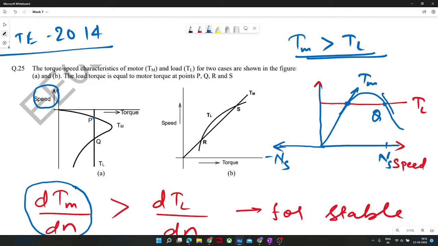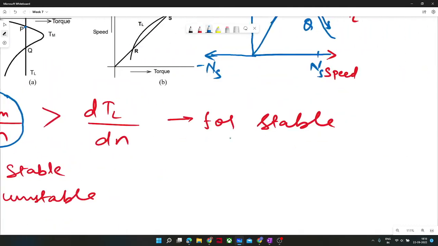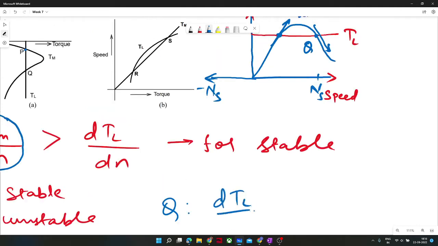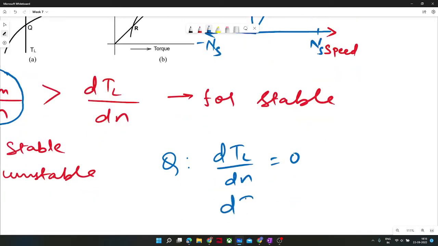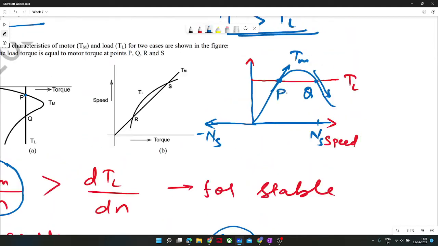At Q, dTm by dn is less than dTL by dn, because at Q, dTL by dn is 0 and dTm by dn is negative. So which is bigger? dTL by dn is bigger, and if this slope is higher than this, then the motor would be unstable. So Q point would be unstable and P point would be stable here.